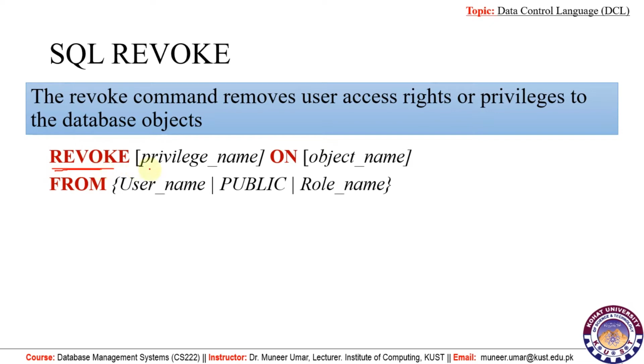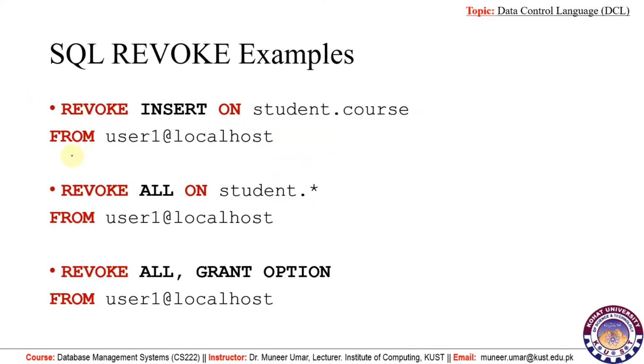Here we need to type revoke, then the name of privilege like select, insert, delete, anything, on object name, database name, or any database object, from username. Similar situation as we did in our grant queries. We can also type public here, and we can also type role name.